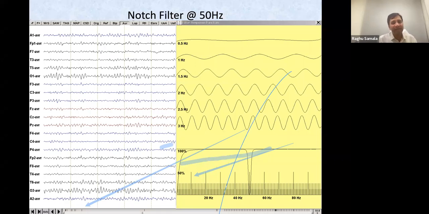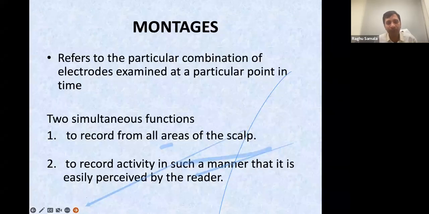So we commonly use the term montages. What is a montage? It refers to a particular combination of electrodes examined at a particular point in time. The way you connect the electrodes is called the montage. We commonly use two montages: one is bipolar and the other is either referential or monopolar.